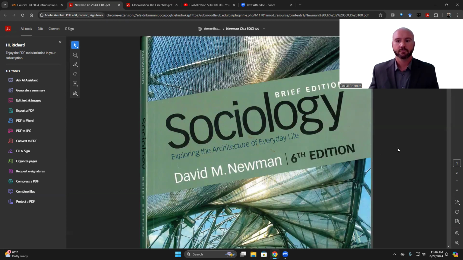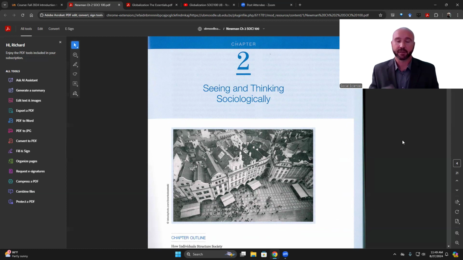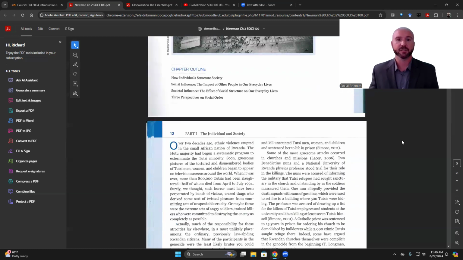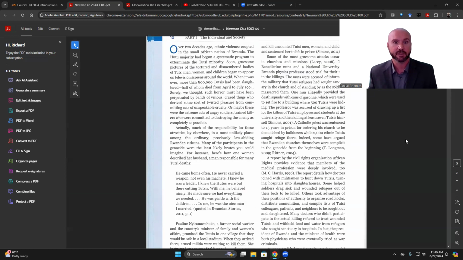Let's apply this, though. So you decided to study sociology. So you open up a standard textbook like this, David Newman's sixth edition of Exploring the Architecture of Everyday Life, Sociology, the Brief Edition. You make your way through chapter one, which distinguishes between individualistic thinking and utilizing and developing our sociological imagination. Make your way to the second chapter. And like a lot of standard textbooks, especially social science and behavioral science textbooks, it opens up with a vignette. And what is David Newman going to have you read about?